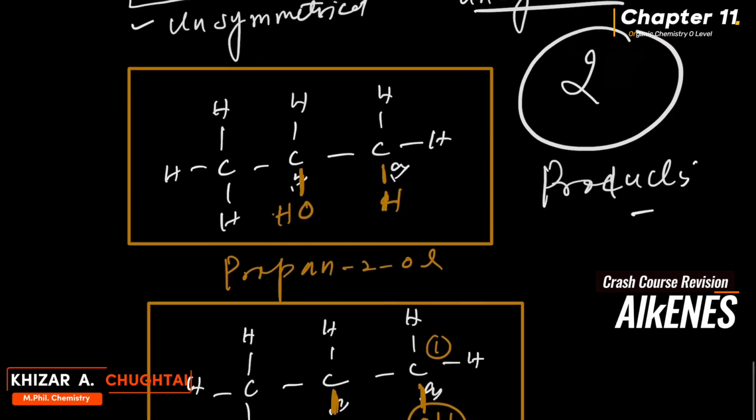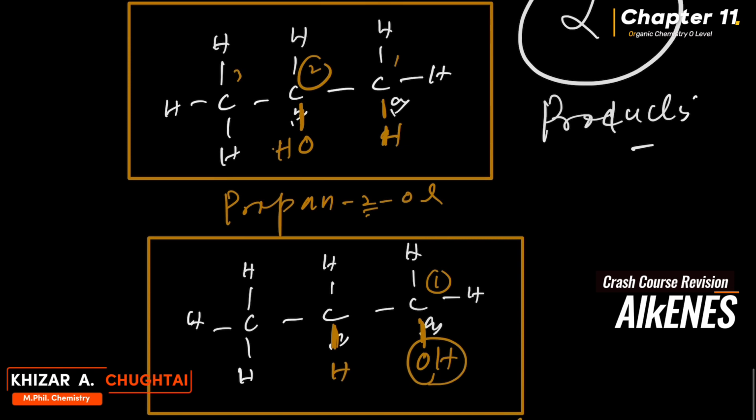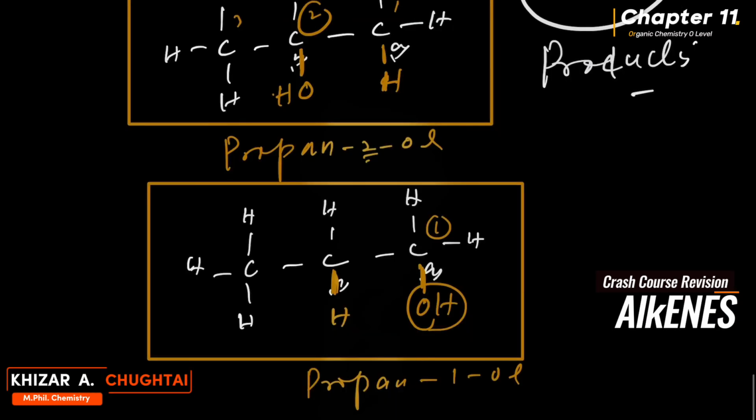In the other case, the OH group is present at carbon number 2, so it is said to be propane-2-ol. So these are two different alcohols. One is propane-2-ol, the other is propane-1-ol. So these are not the same compound.